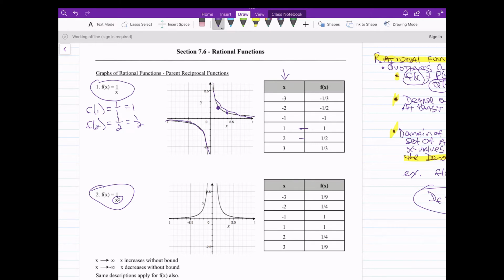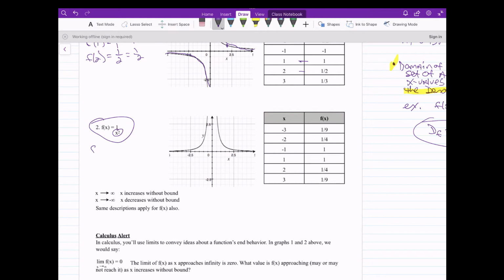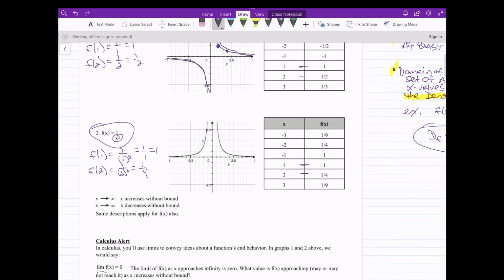So if we just substituted a couple of values in, if I scroll this up a little bit, if we did f of 1, we would have 1 over 1 squared. So that's basically 1 over 1, which is 1. And there's our pairing right here. And then just one more, we would have f of 2, so we would get 1 over 2 squared, and that would give us 1 over 4. And that's basically how I made these tables.